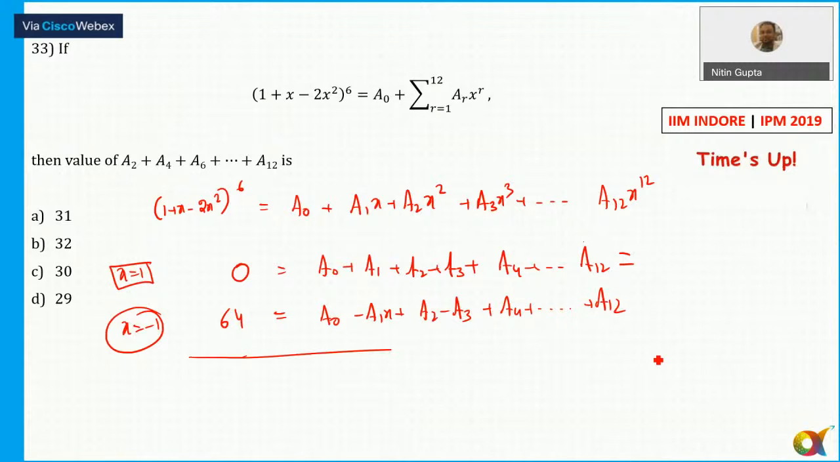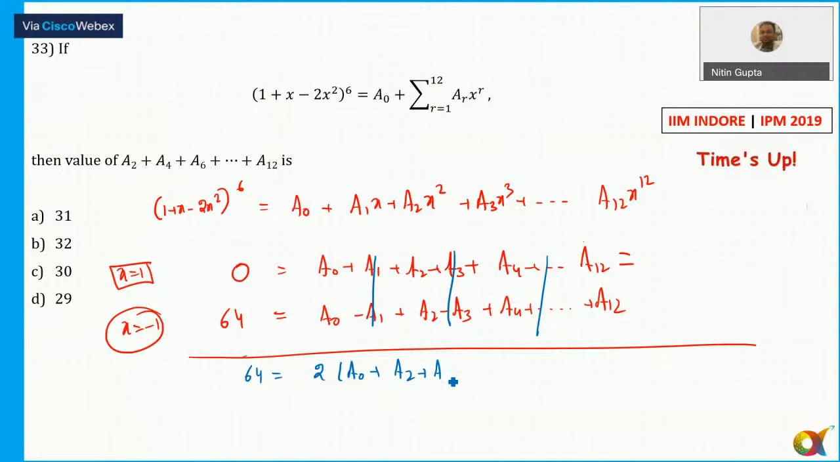Now, two expressions. If I add these two expressions, what is going to happen? All the odd number terms will get cancelled. You can see it here. Let me cancel the terms: plus A1, minus A1, plus A3, minus A3, A5 and everything will get cancelled. So I get 64 is equal to twice of A0 plus A2 plus A4 and so on till A12. So I'll get 32. It is equal to A0 plus A2 plus A4 and so on till A12.